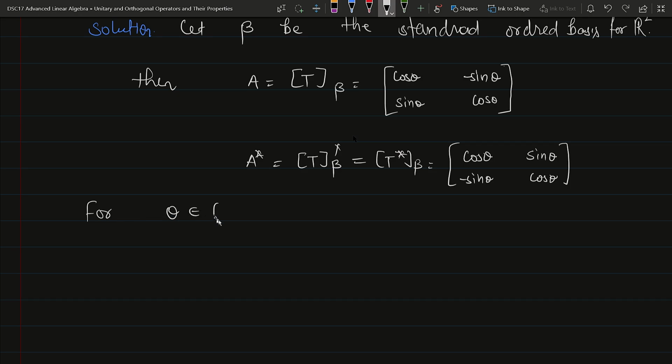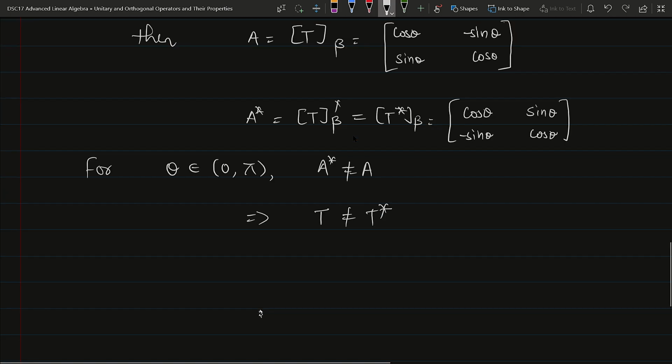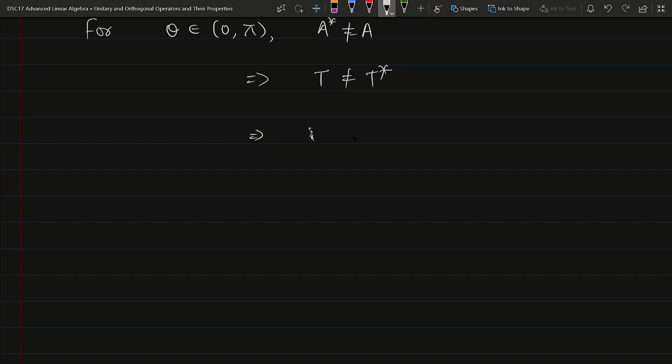Okay, now for theta belonging to the open interval 0 to pi, this A star is not equal to A, right? You can see थीटा की इस रेंज के लिए ये कभी भी आपस में इक्वल नहीं होंगी. So this implies that T is never equal to T star, and that implies that T is not self adjoint. Okay, now come to the fourth part of this question.